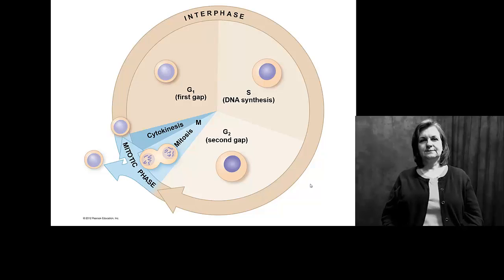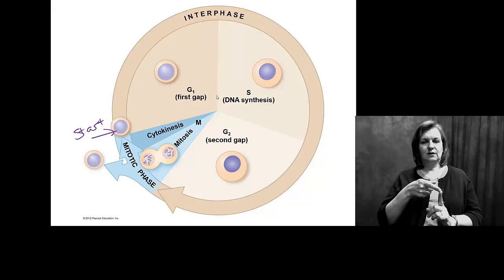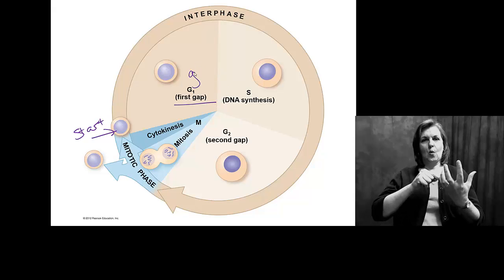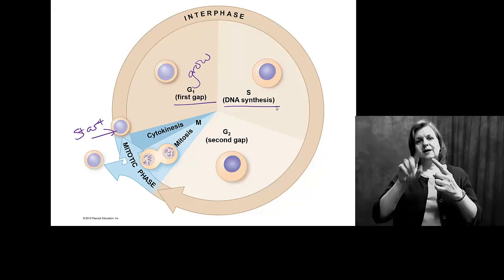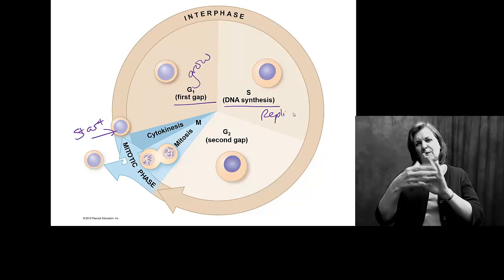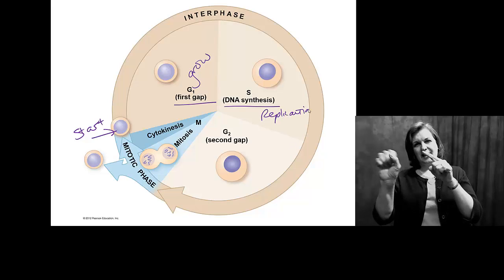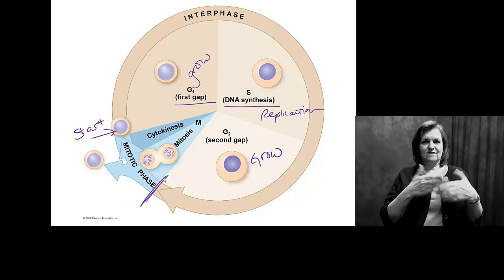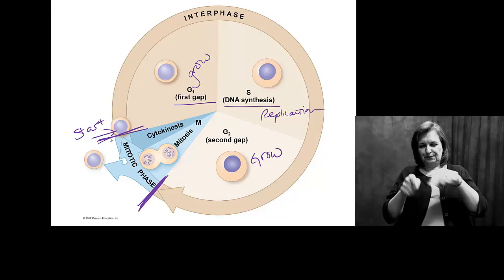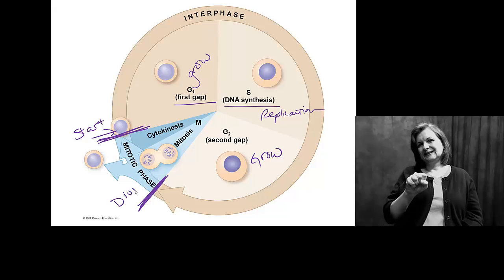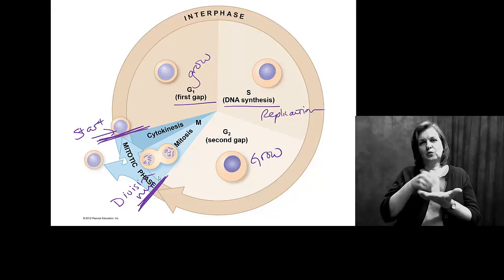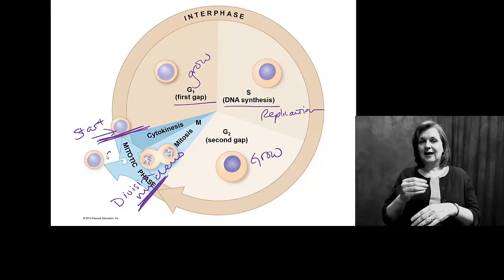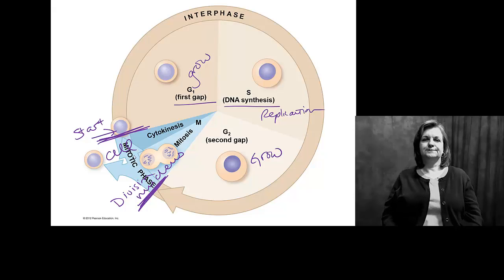So in this phase that we start, so if this is our start point, we're going to grow. We're going to go through DNA synthesis or replication. We're going to grow again, and then we're going to divide. So mitosis is division of the nucleus and of the cell itself, as we mentioned.